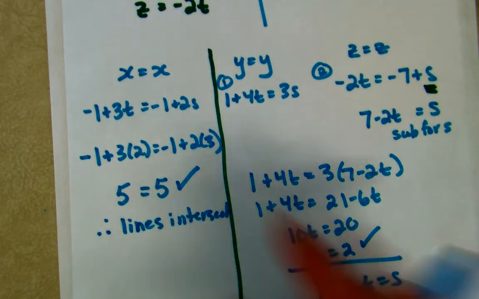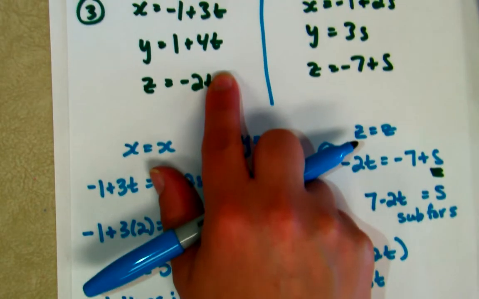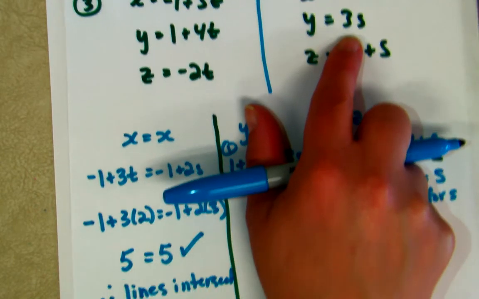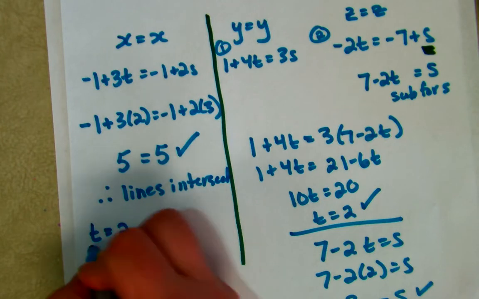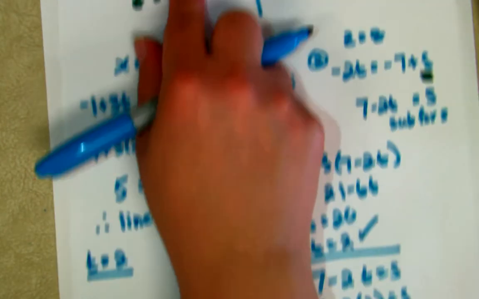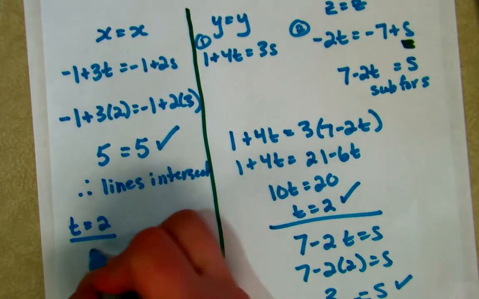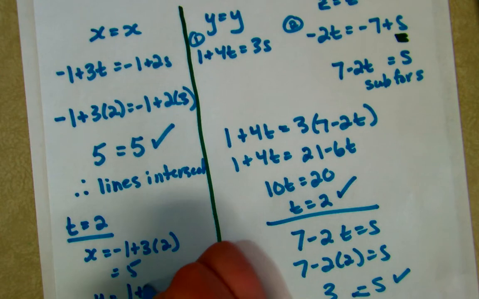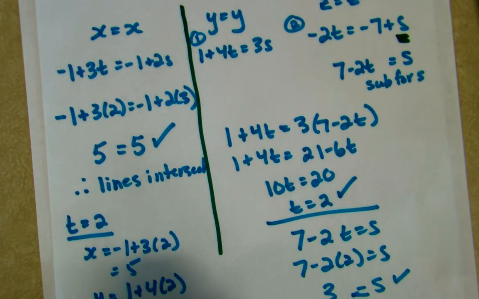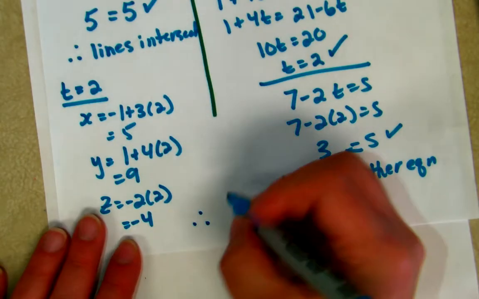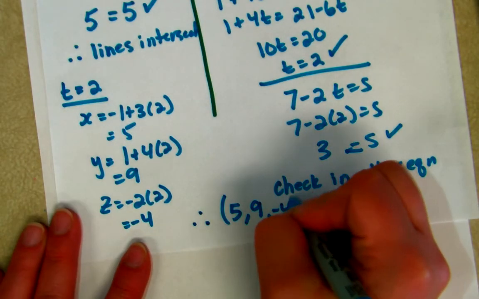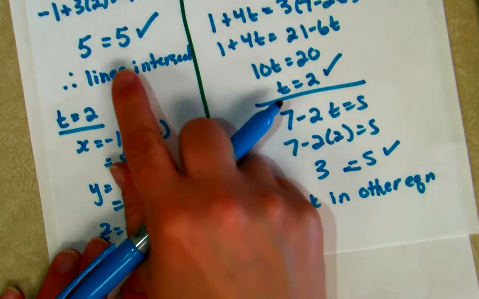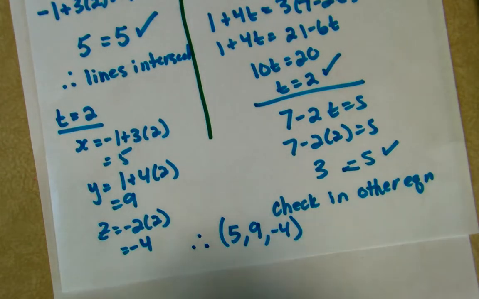But because our parameters work, now I'm going to pick one. I'm going to pick t equal to 2 and put it up in here. You could put s in there. It really doesn't matter. But now, because I know they intersect, I'm going to use t equal to 2 and go back up and grab my first set of parametric equations. So then x is negative 1 plus 3 times 2, which is 5. Y is 1 plus 4 times 2, which is 9. And z is negative 2 times 2, which is negative 4. So, therefore, the point of intersection is (5, 9, negative 4). If you've solved both parameters and they don't work in the third, that means the lines are skew and there is no point of intersection.